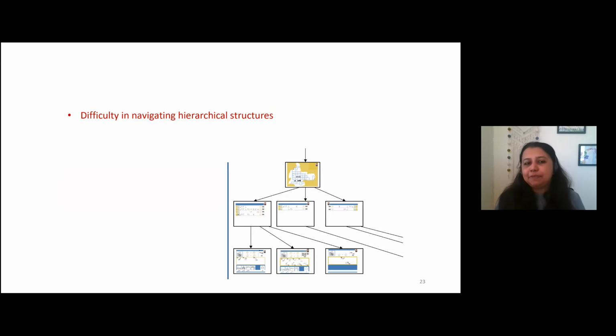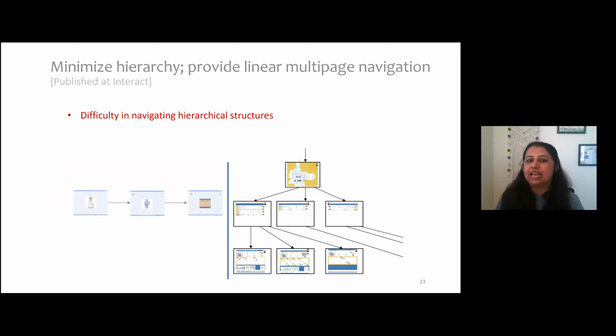So we saw that people generally had difficulty navigating hierarchical information architectures. So as much as possible, we try to have linear navigation, going from one page to another, minimizing hierarchy. You might understand hierarchy in society, but not in the context of these images or sequence of images.